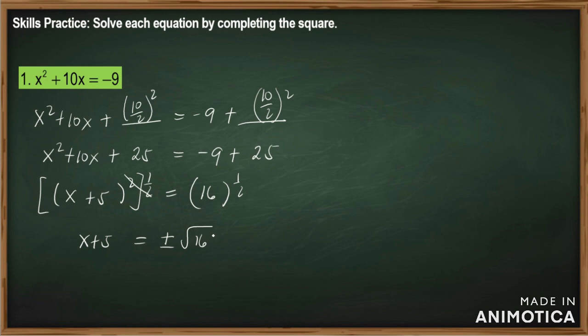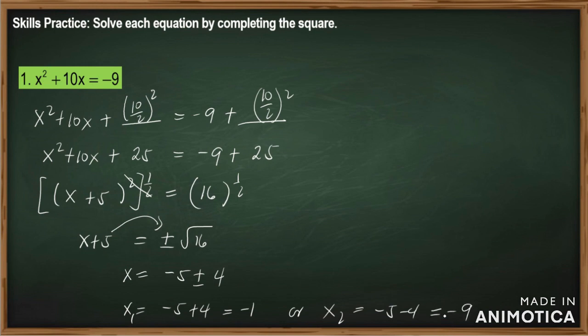Tandaan, lahat ng number na naka-raise sa 1/2 ay equivalent to its square root. Then we transpose this one to the right side to get the value of x. So we have negative 5 plus or minus the square root of 16, which is equal to 4. We have x equal to negative 5 plus 4, which is negative 1, or x equal to negative 5 minus 4, which is negative 9. Again, this can be solved by factoring. So that's it.